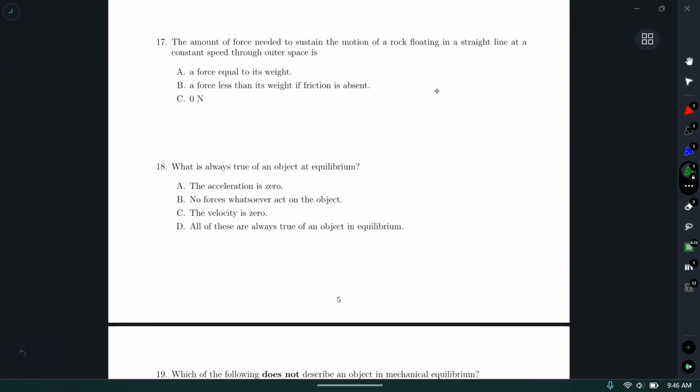What is always true of an object at equilibrium? Number 18. All of the above. Read through them again and see if you still think so.